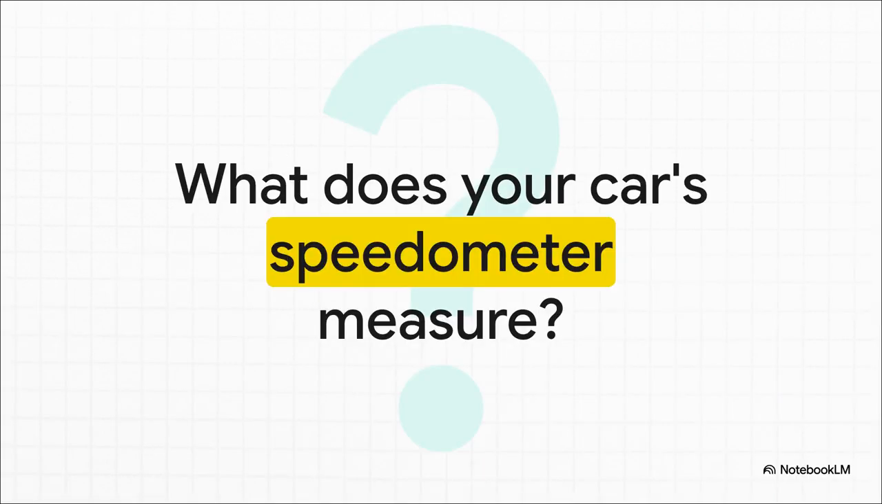All right, think about it like this. If you drive, say, 120 miles in 2 hours, your average speed is 60 miles per hour, right? That's just algebra. But when you look down at your speedometer and it says 75, that's not an average. That's your speed right now, in this very instant. How on earth do we measure that?